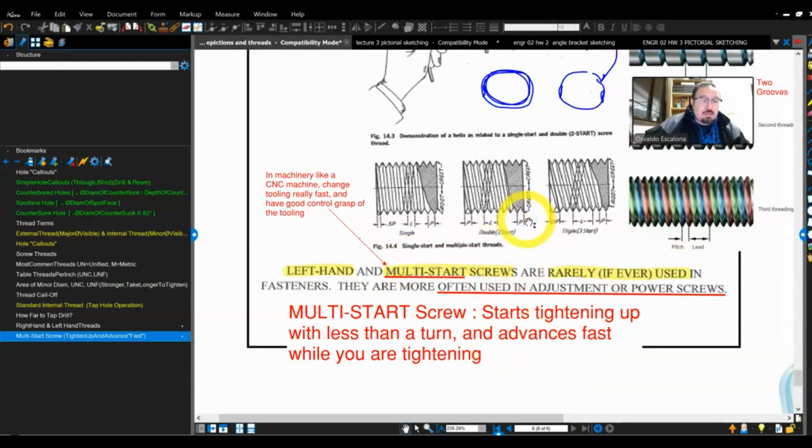Remember, you have Unified National, but there are other types of threads, and the more squarish looking line is because you are going to be experiencing motion.